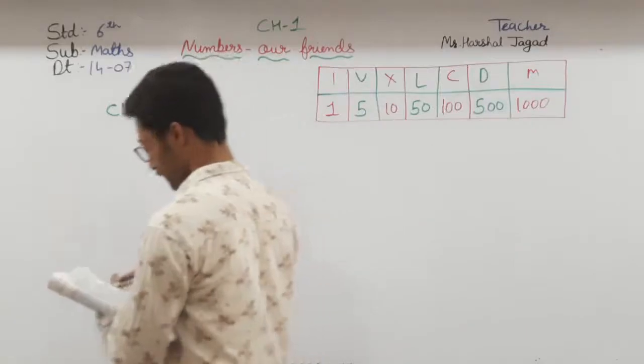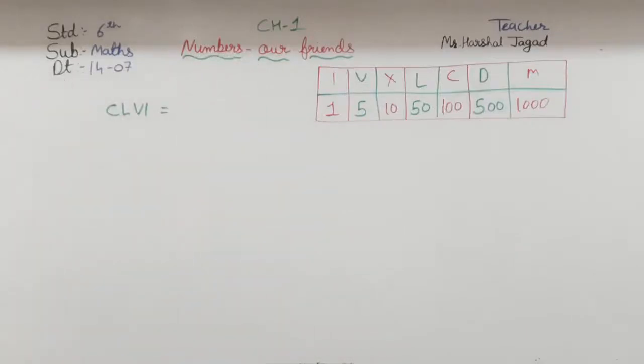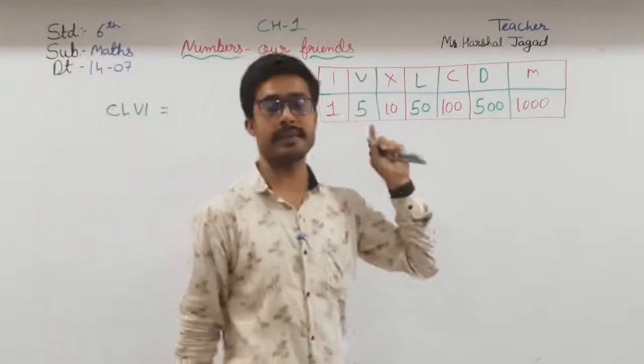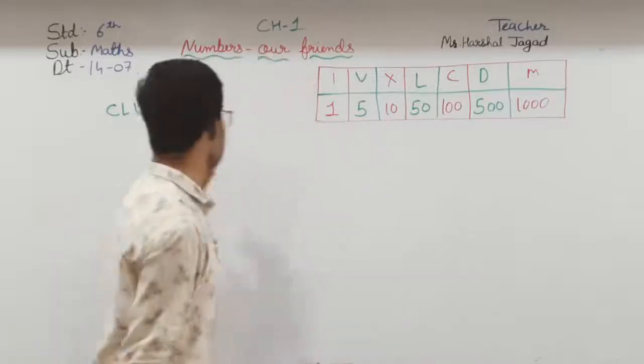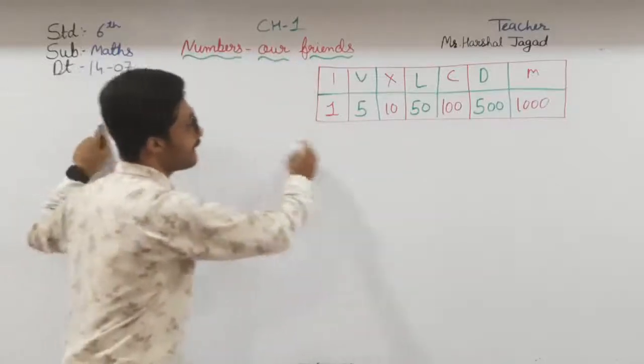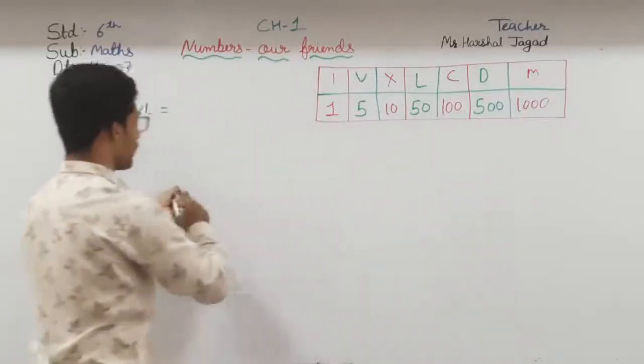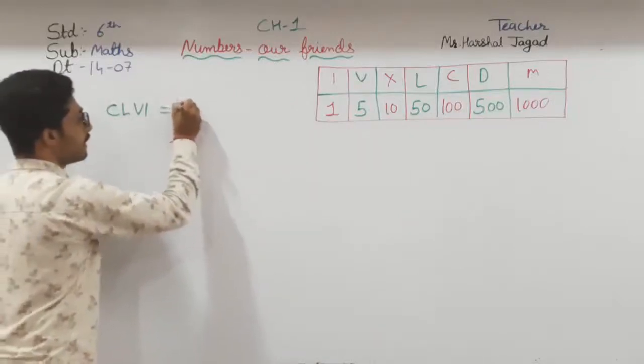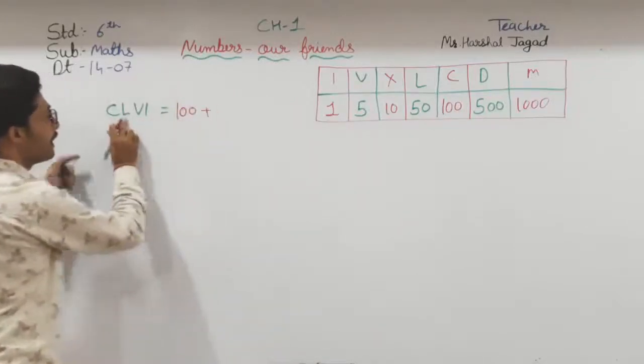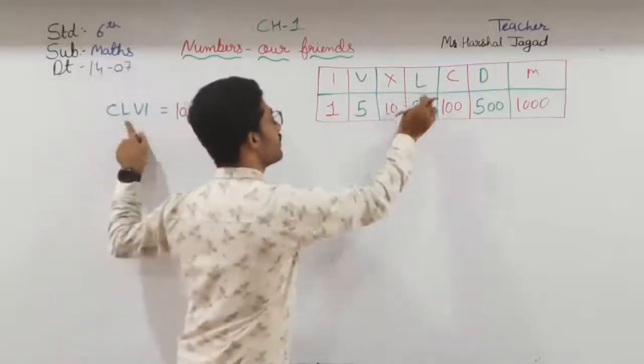Okay, so here it is given C L V I. Okay, C L V I. So how will we add it? You can see it is in decreasing order. First of all, the value of C, that is 100. So we will write here 100. Then the value of L, that is 50.